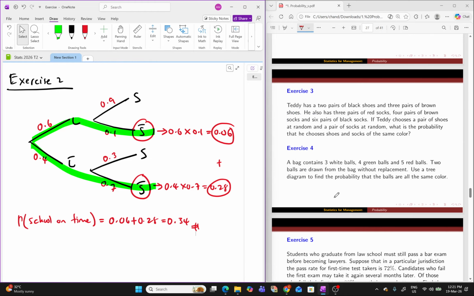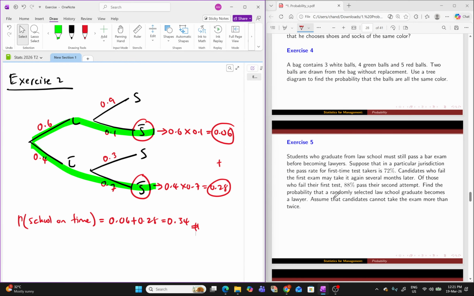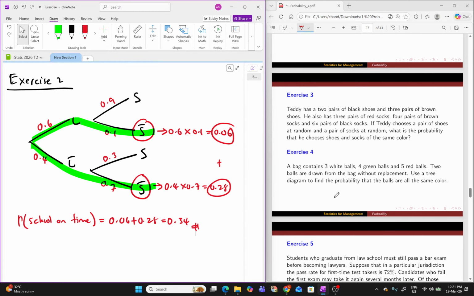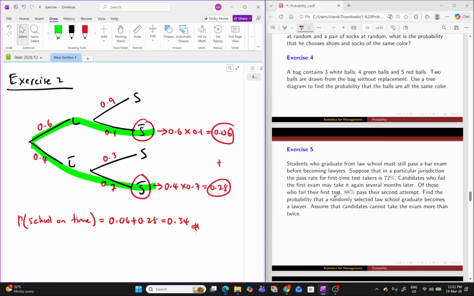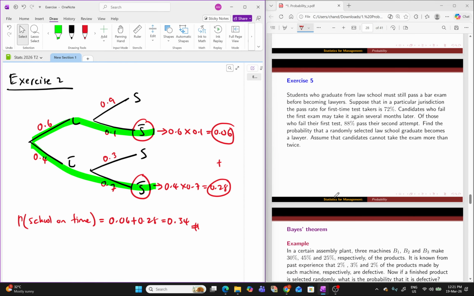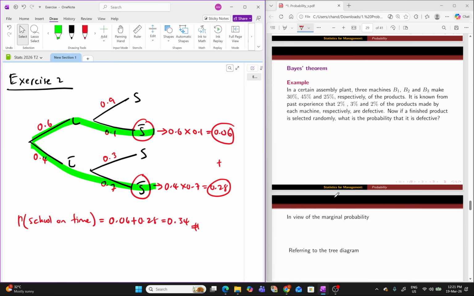So exercise 3 and exercise 4, 5, 4 later I'll give you the answer. You guys can try, and I will also share the video if I have. Okay. Now we are moving to the last part, Bayes' theorem.